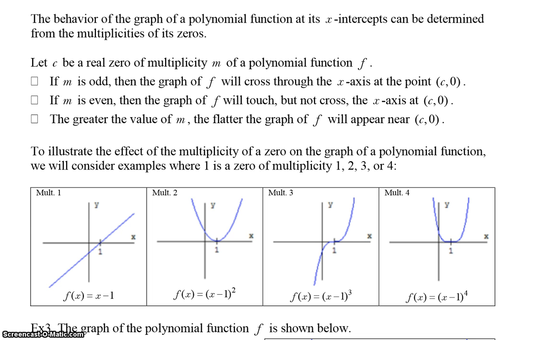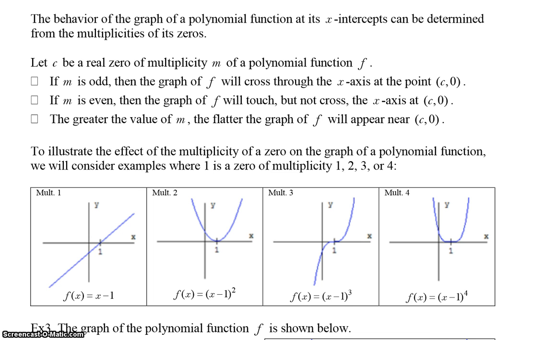If m is even, if the multiplicity is even, then the graph of f will touch but not cross the x-axis at the point (c, 0). So if we have even multiplicity, the graph will touch the x-axis at x equals c but not cross the x-axis. And then the third point would be that the greater the value of m, that is, the greater the multiplicity, the flatter the graph of f will appear near the x-intercept, near (c, 0).